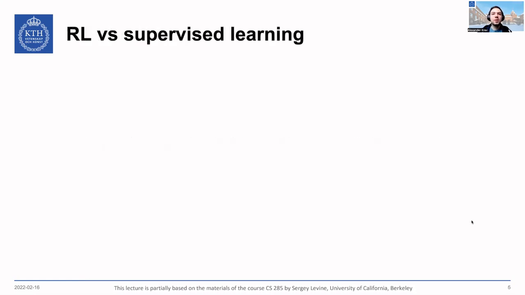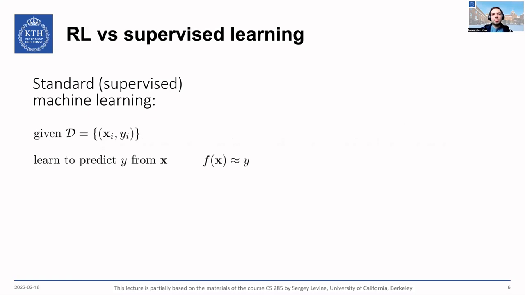So let's again contrast reinforcement learning and supervised learning a little bit, to put in perspective how different they are. When you're talking about standard supervised machine learning, you're usually given datasets of tuples of x and y, where x is the input and y is the output. Let's say in a neural network, you're trying to predict y from x. Essentially, you know that there is some function which maps x's into y's, and you're trying to approximate that function.